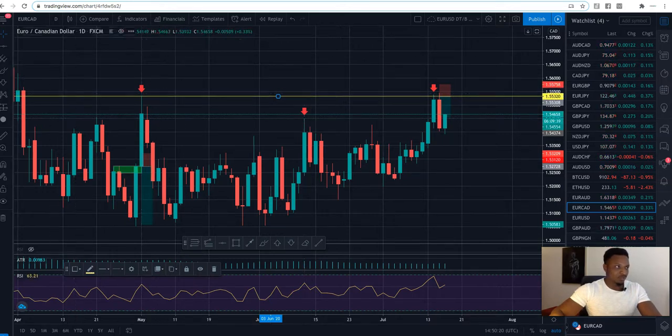So this is all we are doing on the daily, figuring out what battle we are trying to fight here and what side we want to jump on. Now, how do we get in? So we figured out that the market is going to reverse here.